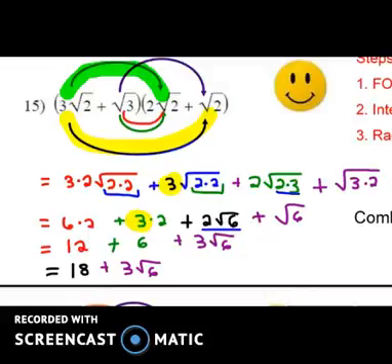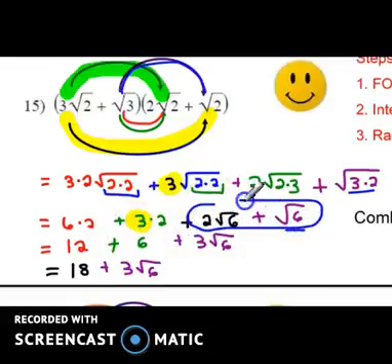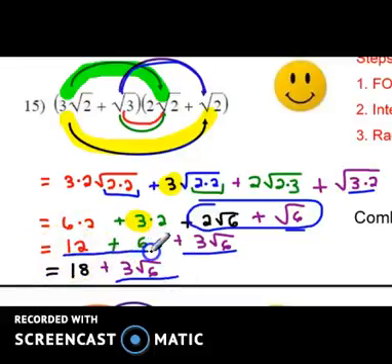Now I'm going to do my last. So here's my last. Square root of 3 and square root of 2 doesn't come out. So I end up with the square root of 6. Now I need to combine like terms. 2 square root of 6 plus the square root of 6. That's how I got 3 square root of 6. And then I have 12 plus 6 is 18.